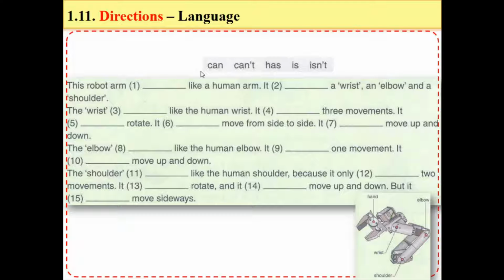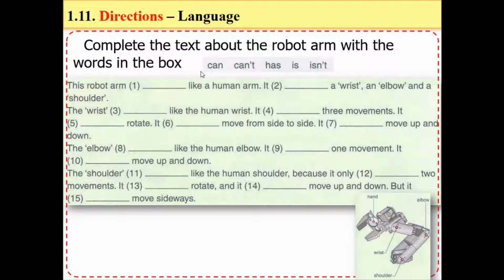Okay, as you know, now we move on to language. Complete the text about the robot arm with the words in the box: can, can't, has, is, isn't. The first: Daisy robot's arm is like a human arm. It has a wrist, an elbow, and a shoulder. The wrist is like a human wrist. It has three movements. It can rotate.